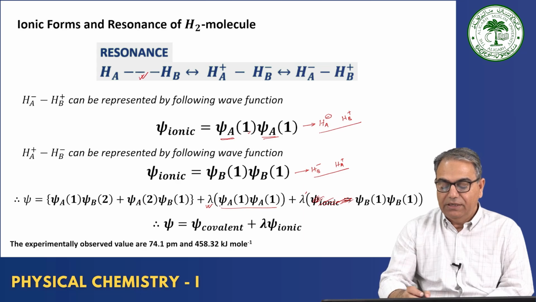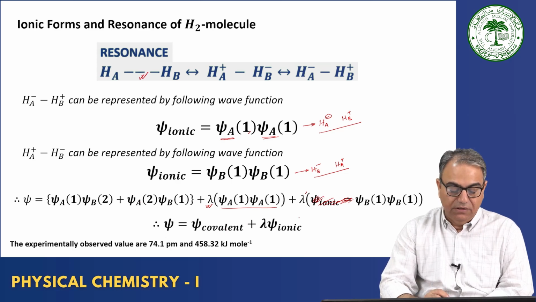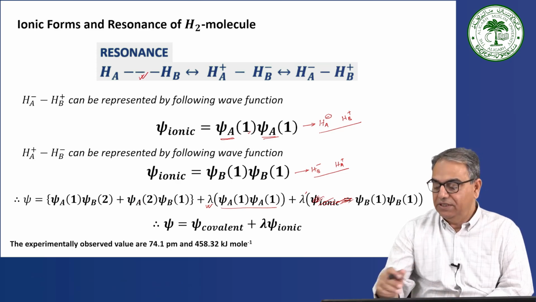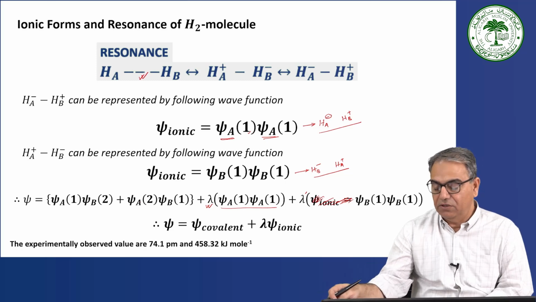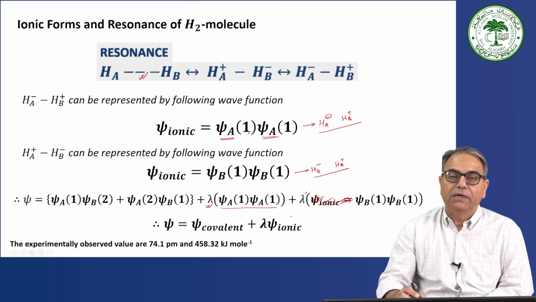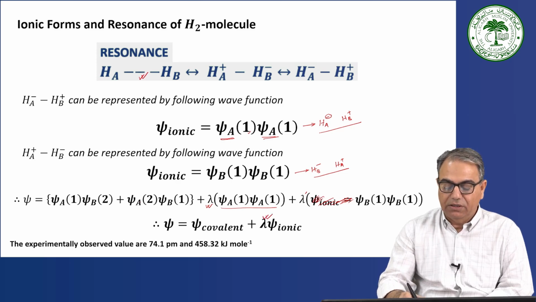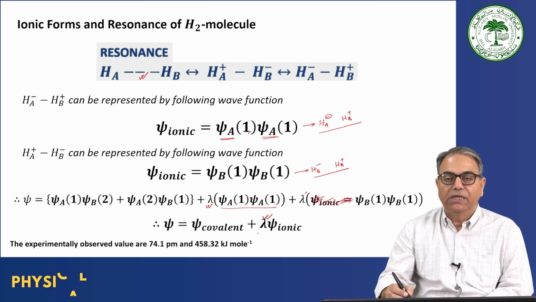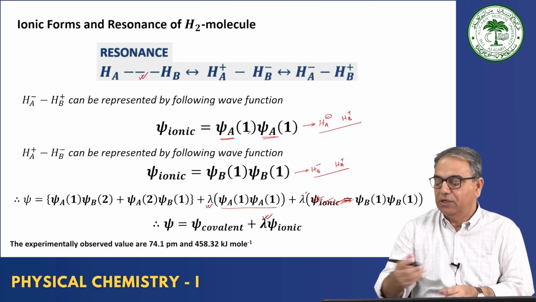Okay. So these two together, what we can write is psi for the H2 molecule is psi covalent plus lambda psi ionic. Now again a reminder that the experimentally observed values are 74.1 picometer and this kilojoule. So we will see whether this makes any difference or not. So we can talk about the relative ionic contribution to the covalently combined molecule in valence bond theory, and this lambda is the value which tells you how much the ionic structures contribute to the actual molecule. Okay.